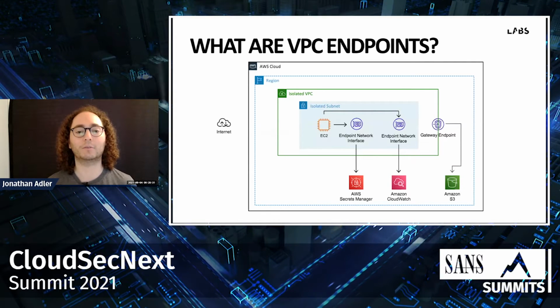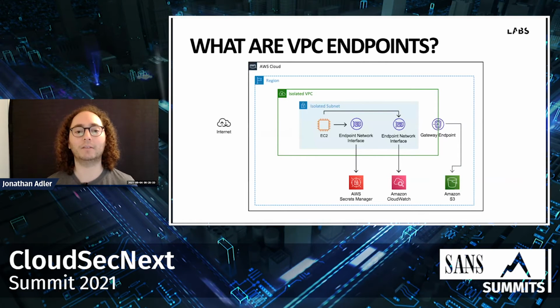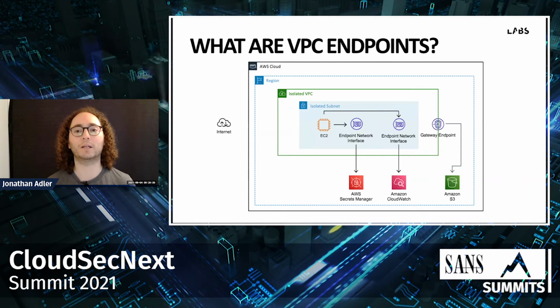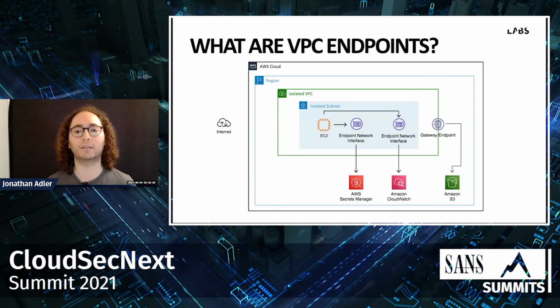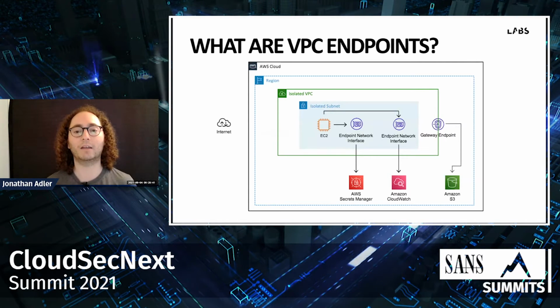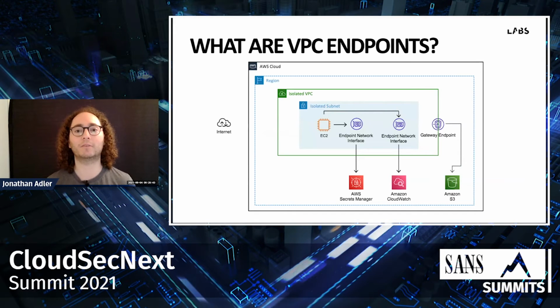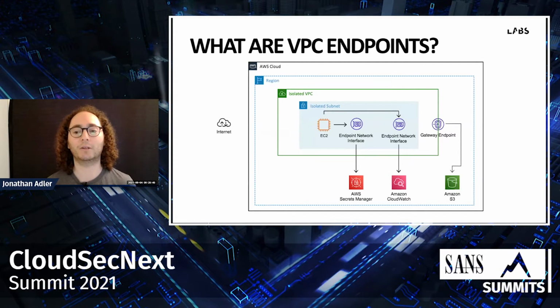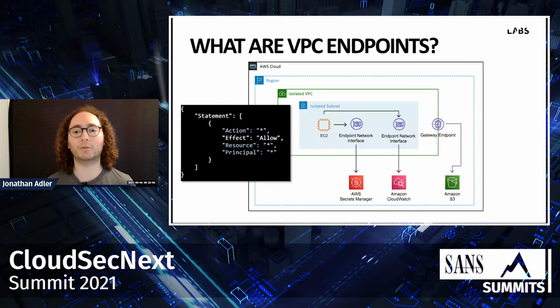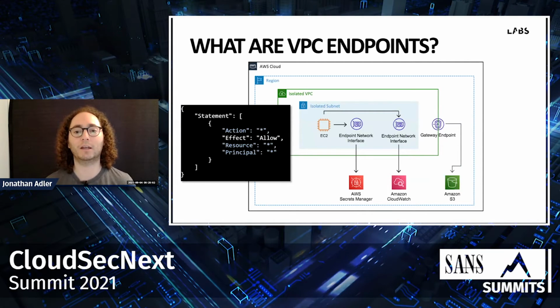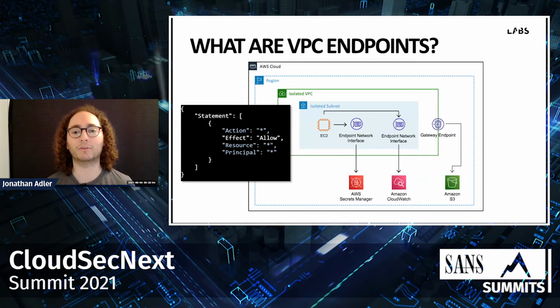And to my point here, now that our EC2 instance can access these services without traversing the public internet, there's no need for the internet gateway. At the current time, 79 Amazon services support endpoints, and of those, 23 don't support endpoint policies, which is going to be the main discussion point going forward.